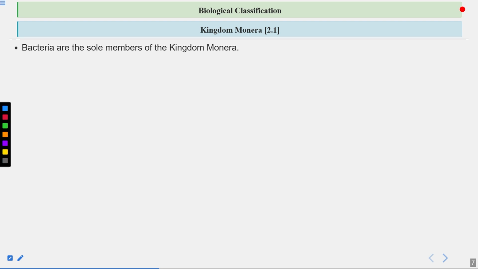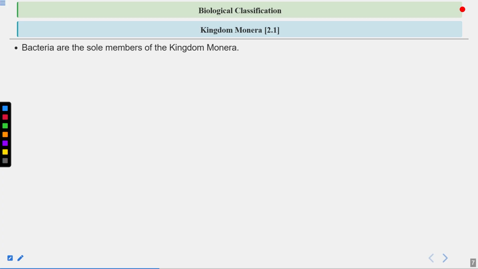Okay. Clear? Like fungi, they have a cell wall made up of chitin. Plants, they have a cell wall made up of cellulose. Bacteria, they have a cell wall made up of peptidoglycan. Clear? So there was a limitation to the 2 kingdom classification.